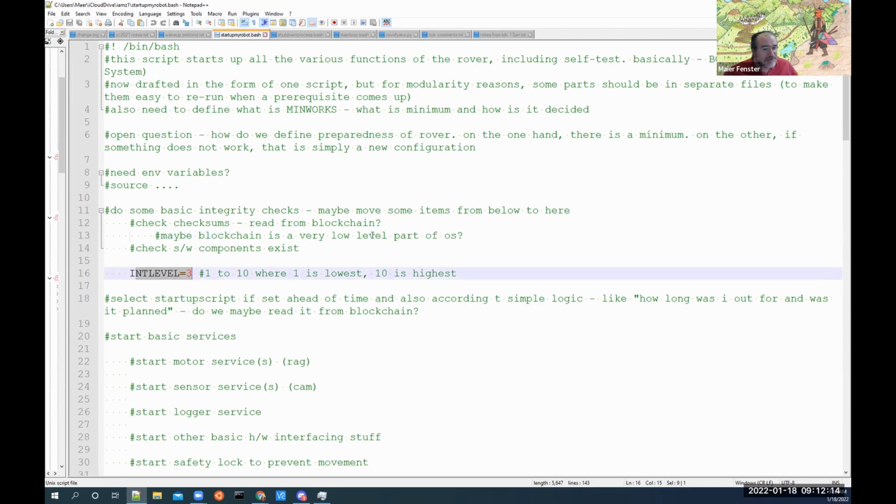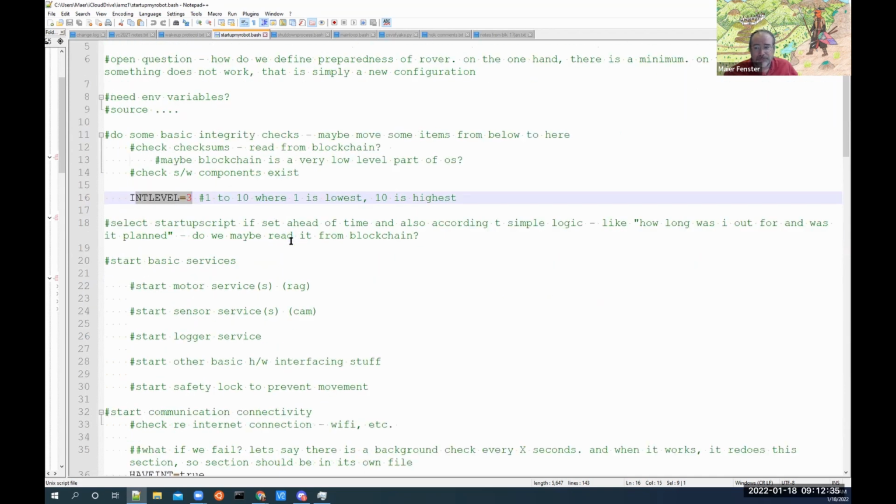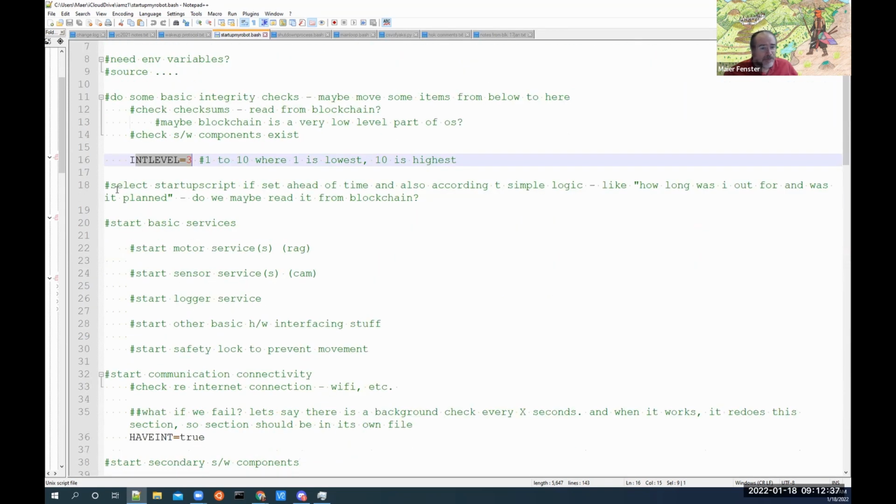Then the rover asks, what is its integrity level? As the process goes on, the integrity level will go up, because right now there's no connection. Maybe I can't talk to the blockchain on a different rover. Maybe I haven't looked around and seen that I have a big rock about to fall on me. Now we would probably select which startup script to use.